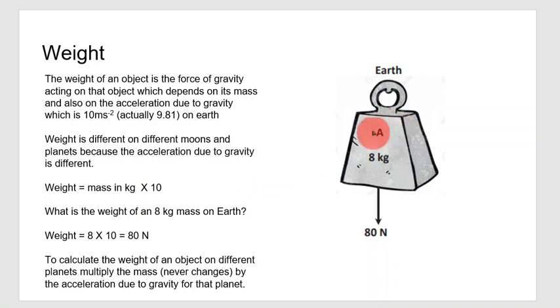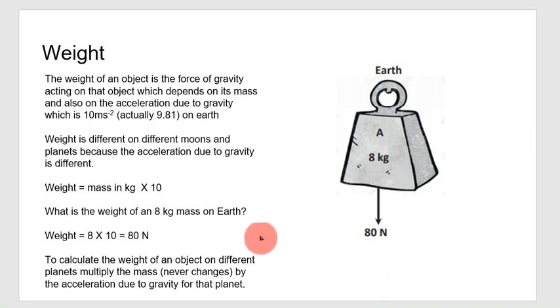So for example, if we take this object here, a weight with a mass of 8 kg, and I want to work out its weight, I multiply this by the force of gravity, which is 10, and that's going to give me the weight in newtons. So it's going to be 80 newtons. So what is the weight of an object that's 8 kg mass on Earth? We take that 8 and multiply it by 10, and it's going to be 80 newtons.